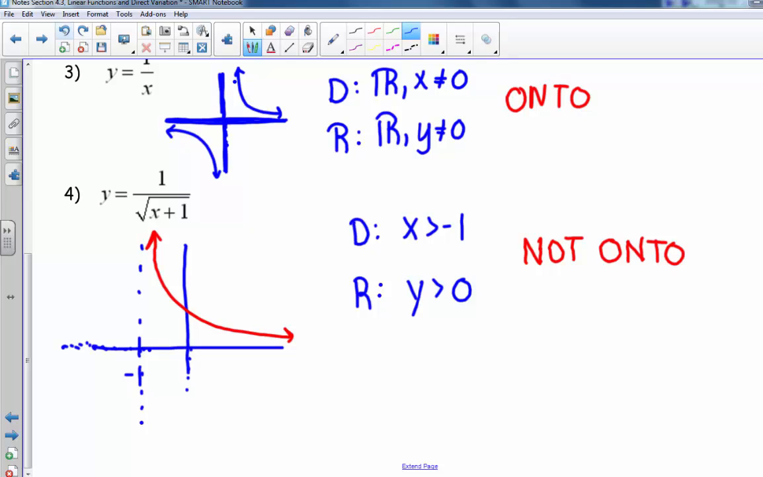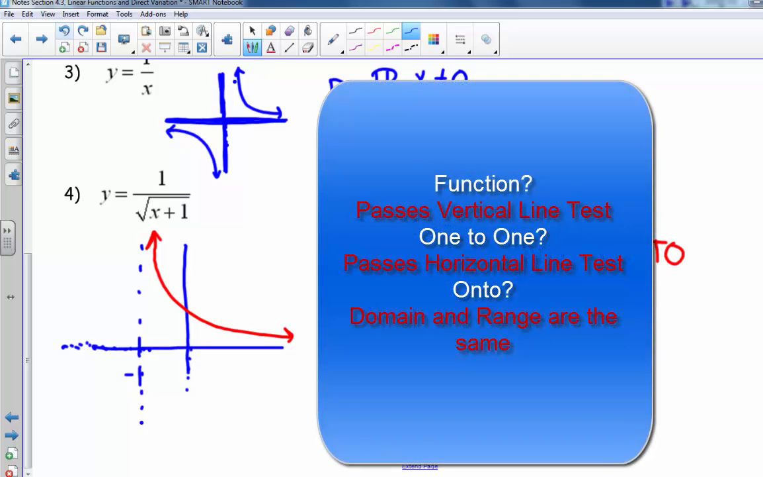So the two main concepts from today's lesson are, is a function one-to-one and is a function onto. So you want to memorize, how do you find out if it's a function? Vertical line test. How do you know if it's one-to-one? Horizontal line test. And how do you know if it's onto? If the domain and the range are the same.